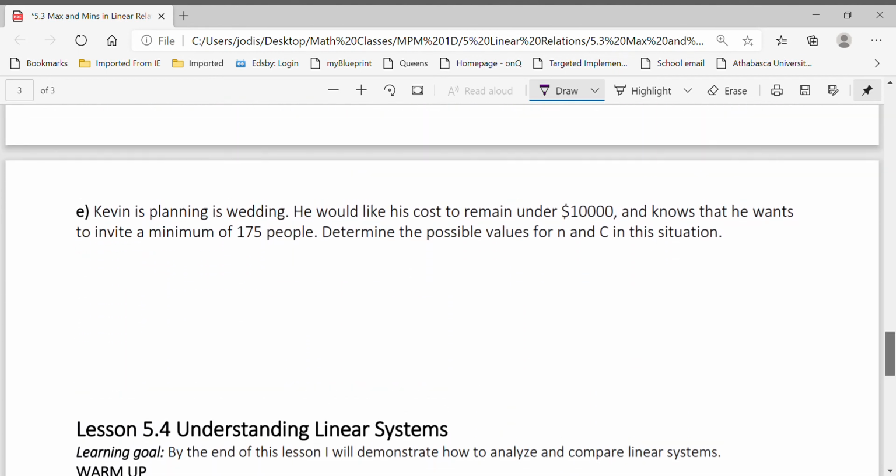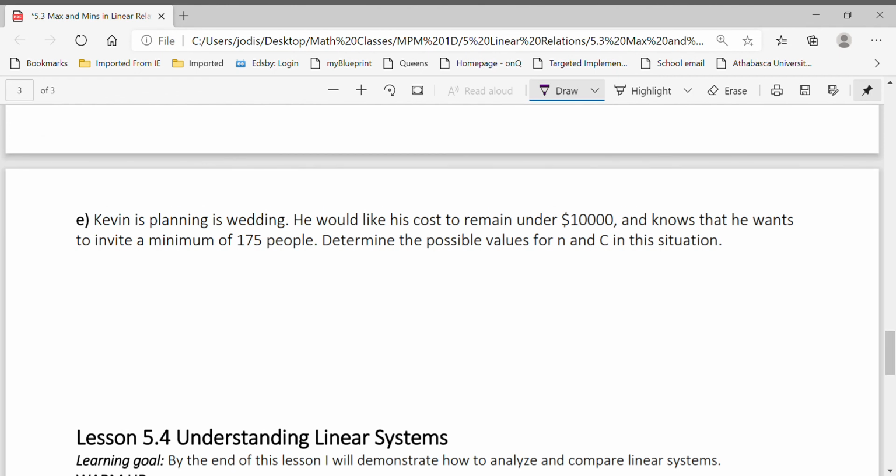Okay. And then last here, Kevin is planning a wedding. He would like his cost to remain under $10,000 and knows he wants to invite a minimum of 175 people. Determine the possible values for N and C in this situation. Okay, so this is minimum right here. This is our minimum, and it's C. Okay, and then this is our max cost, right? Minimum cost and maximum cost. So let's figure out here our minimum number of people, which would give us our minimum cost. And it's still the same equation because they haven't told us it's a different hall yet, or at all.